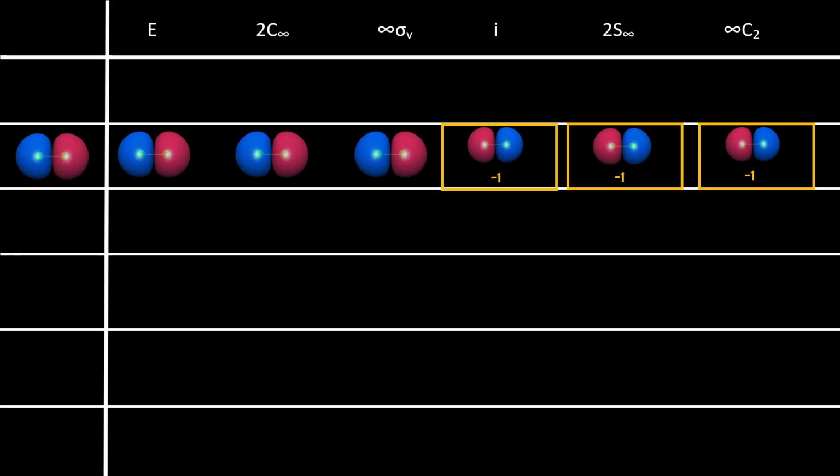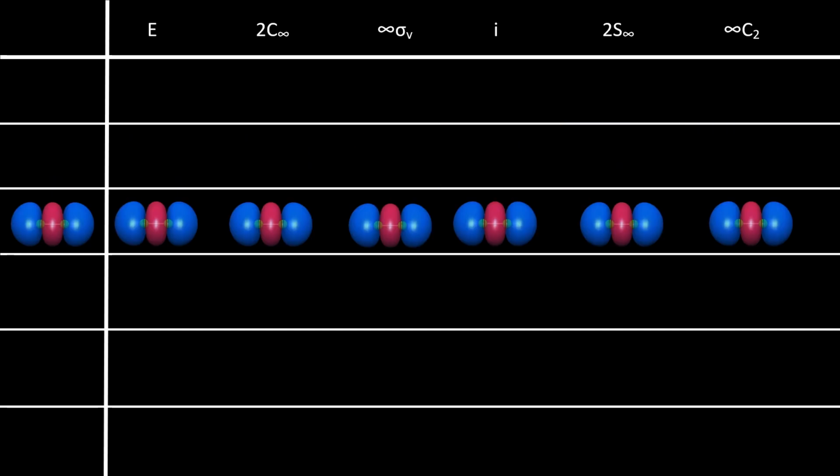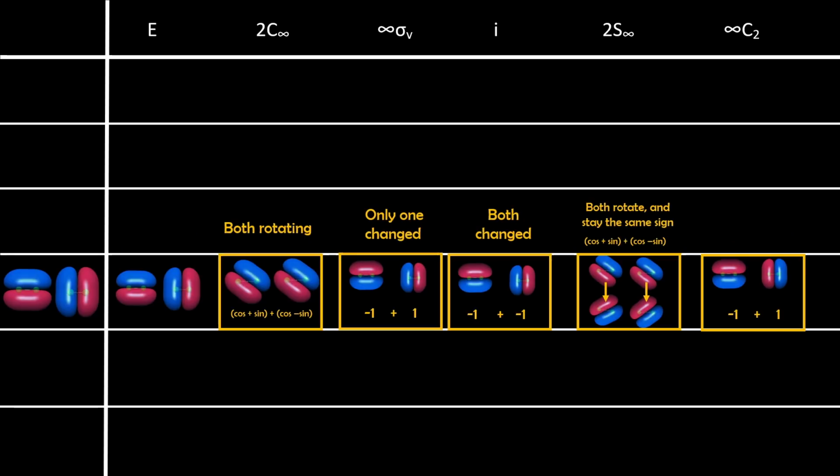For the second molecular orbital, the first 3 operations leave the orbital unchanged, so these characters are 1. However, the inversion, S infinity, and the perpendicular C2 operations change the sign of the orbital, so these are assigned a character of -1. The third molecular orbital is again unchanged by every symmetry operation, so all the characters are 1. The fourth set is a pair of degenerate pi orbitals.